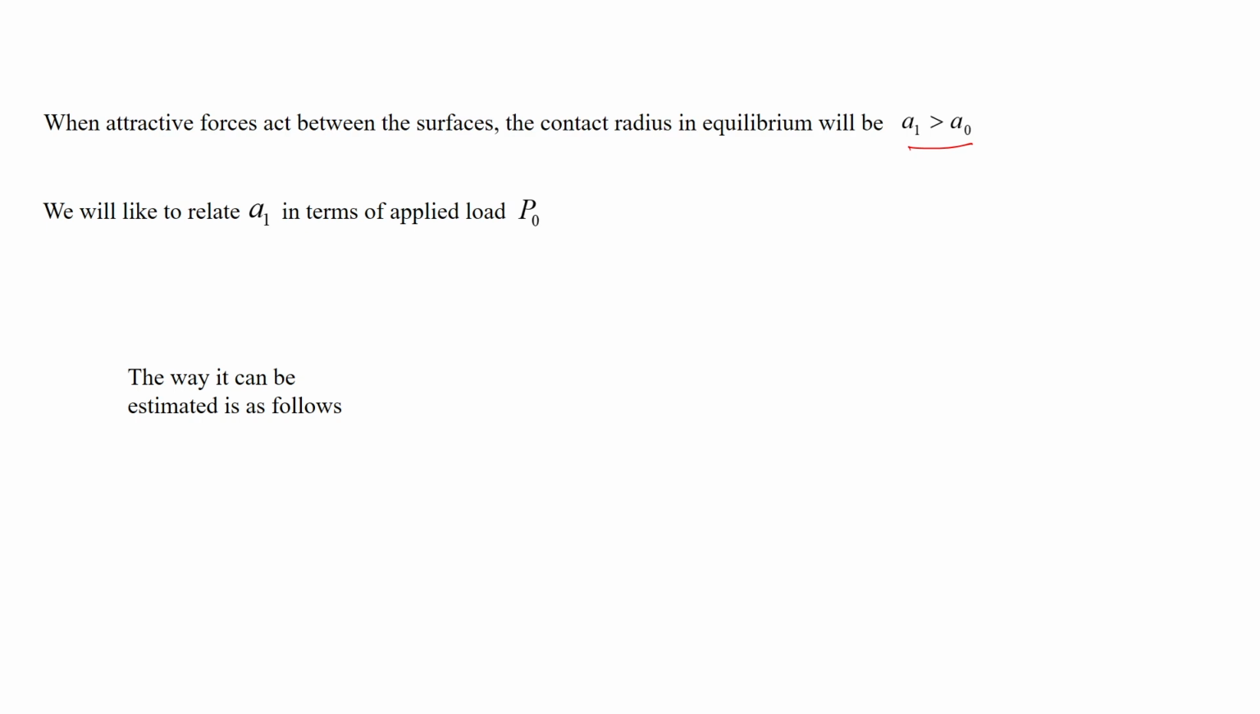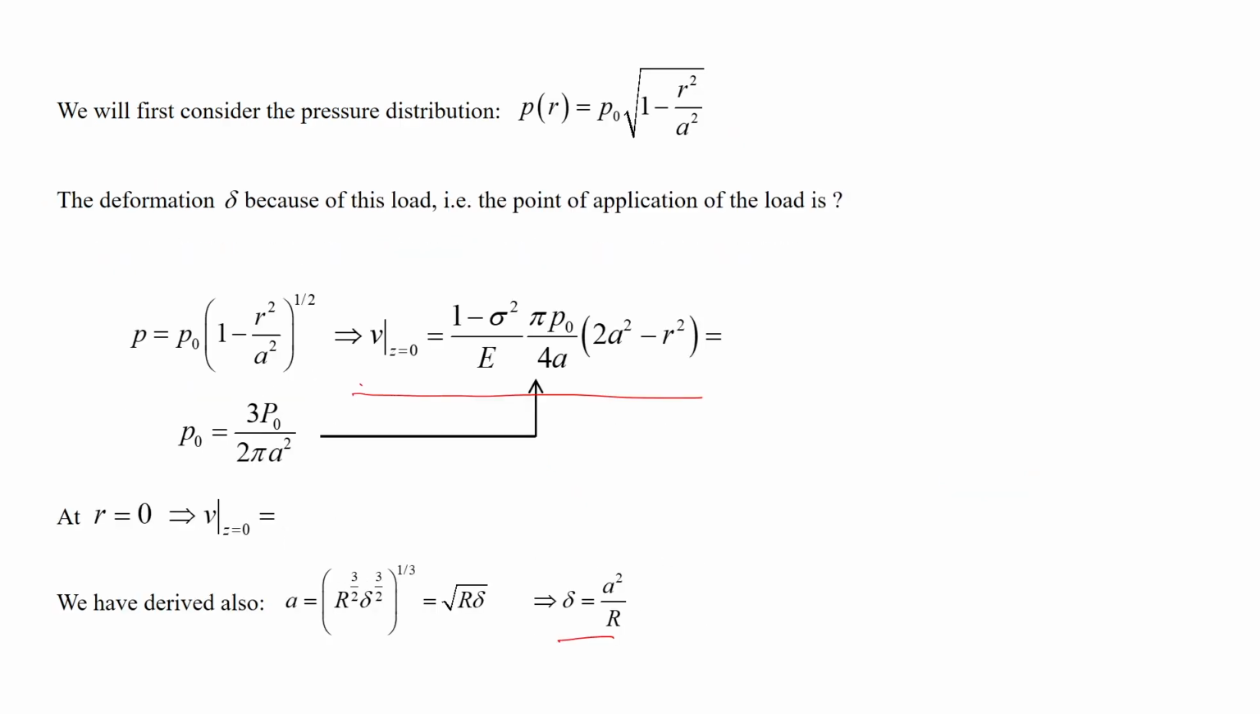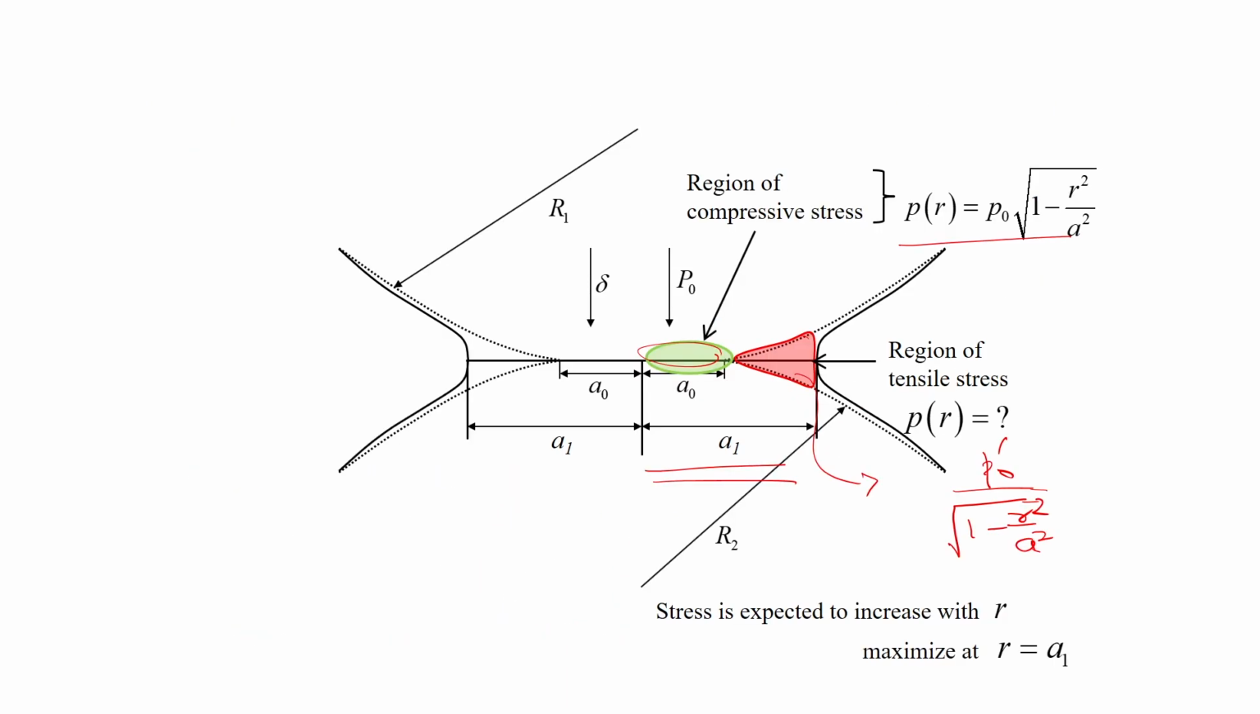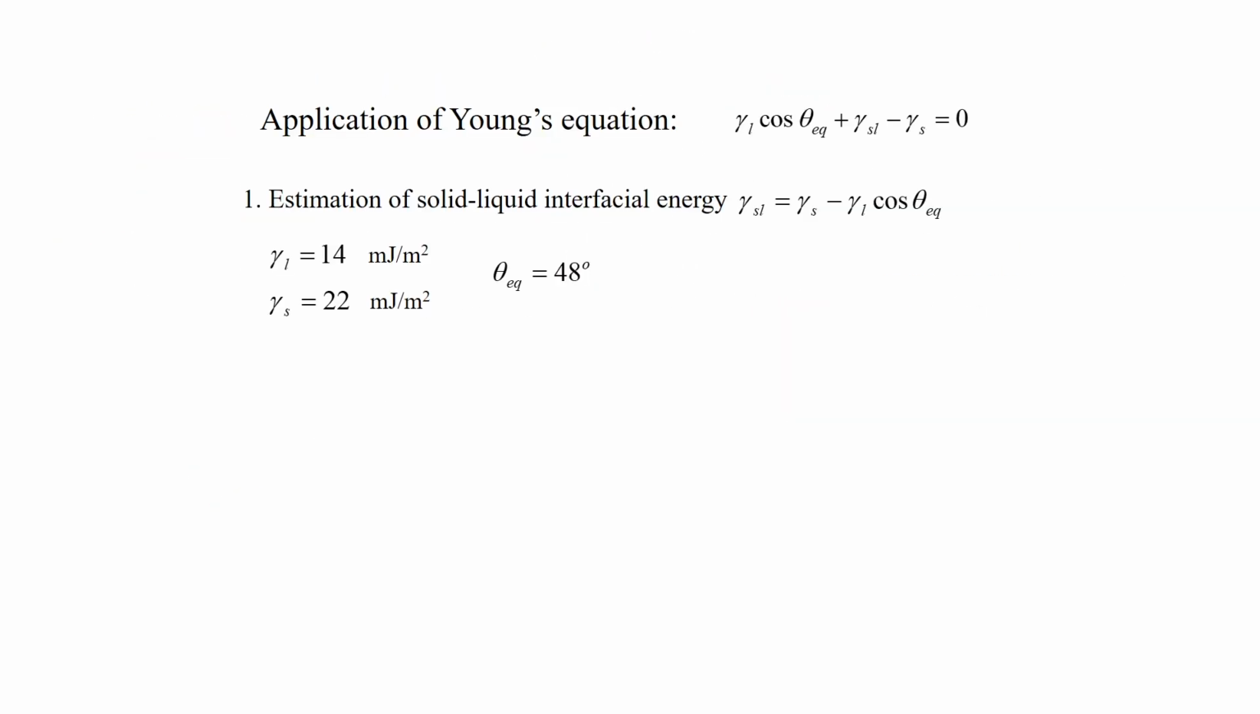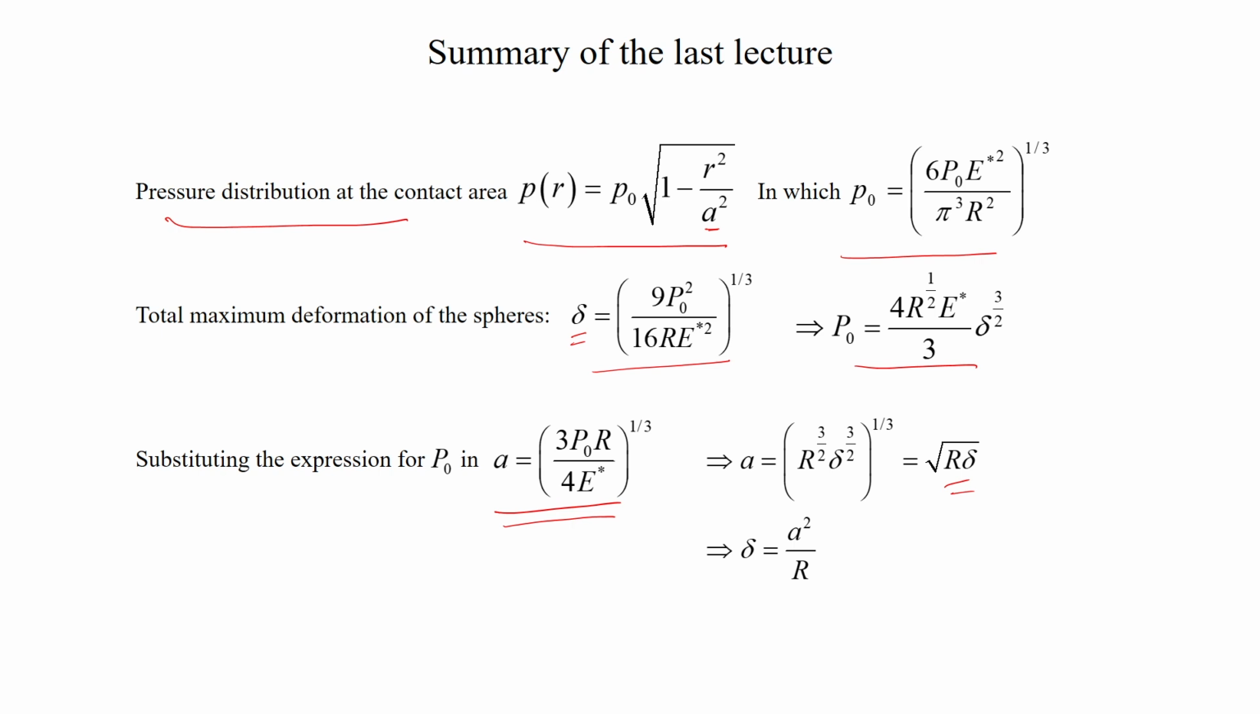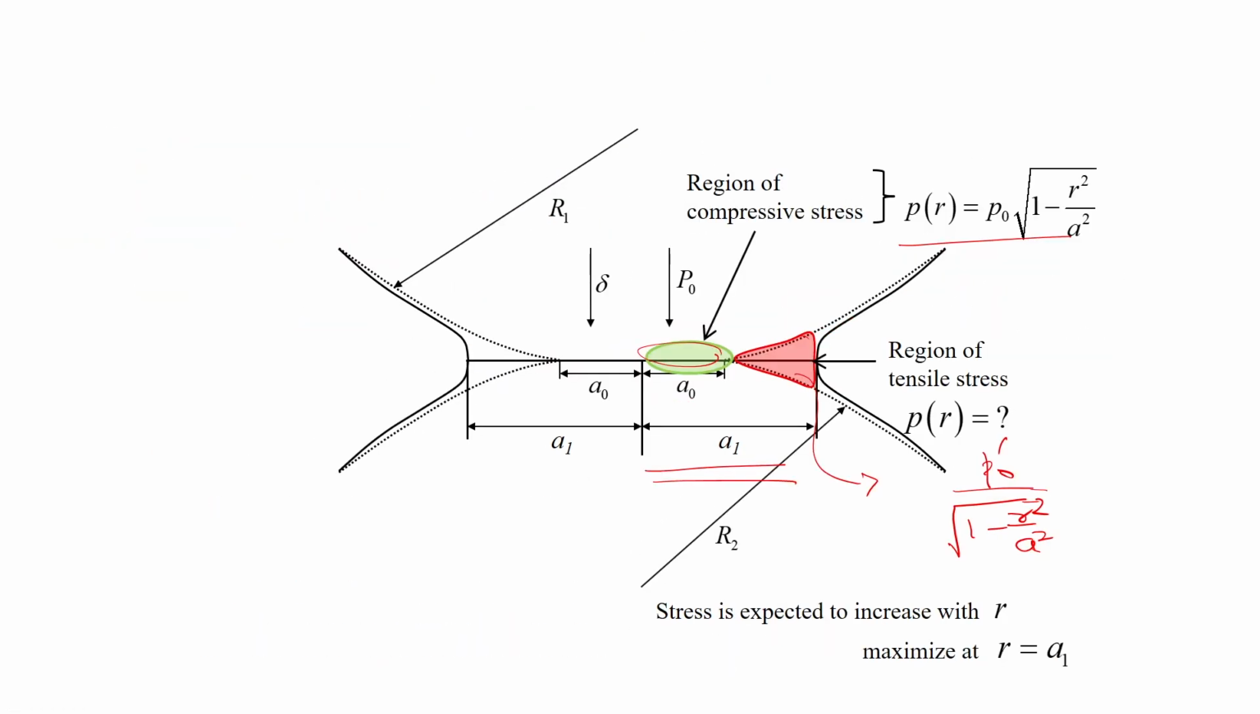Now, what exactly it means is this. In essence, what I am doing is something like this. Let us say this is the P axis, and this is A here. Let us say that A depends upon P. Remember, A relates to P 0 as P 0 to the power 1 by 3. It goes as 3 P 0 by 4 E star, to the power 1 by 3, right.